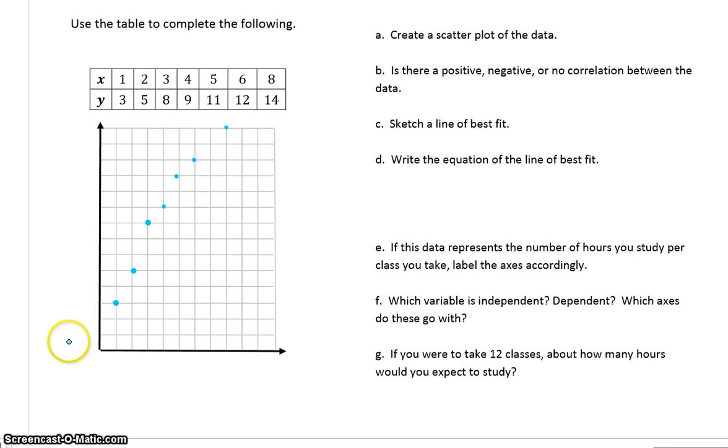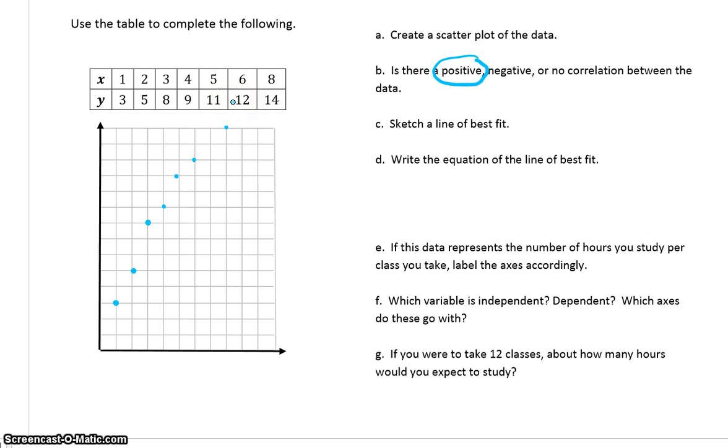And just like when you read a book from left to right, we can look at this graph from left to right and see that it is going up. So this graph has a positive correlation because from left to right the data is trending upward.